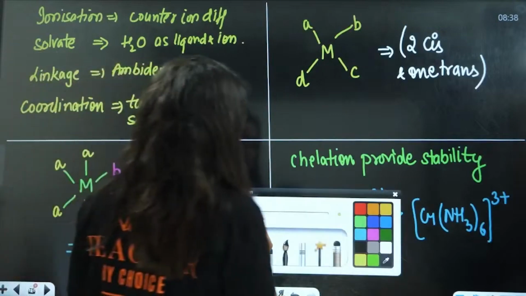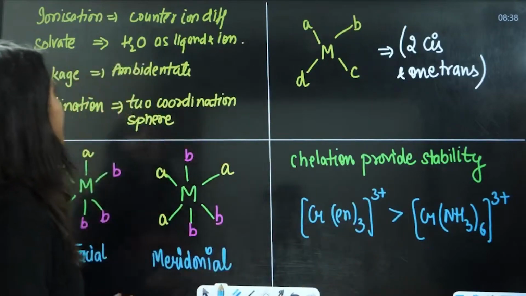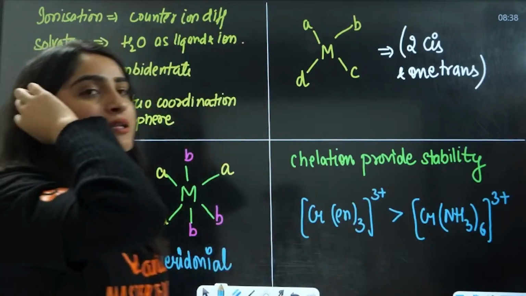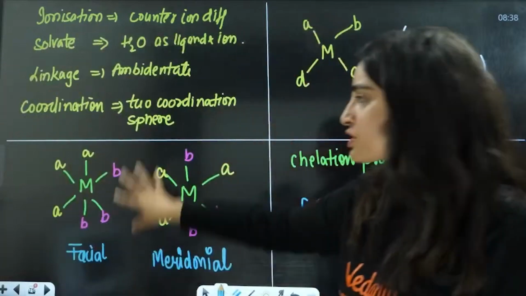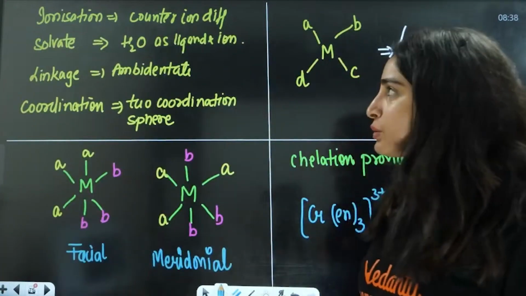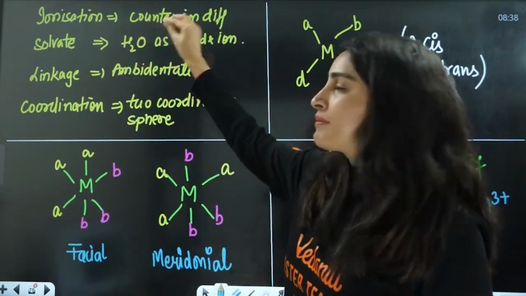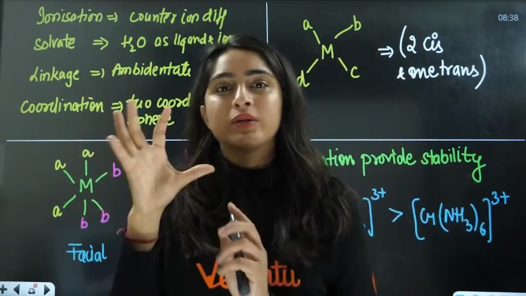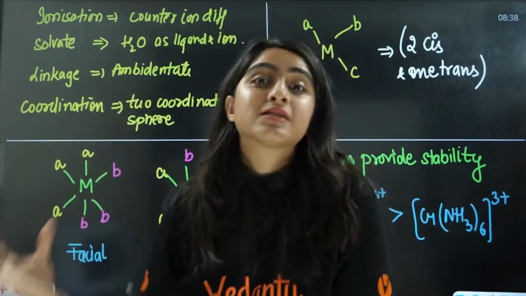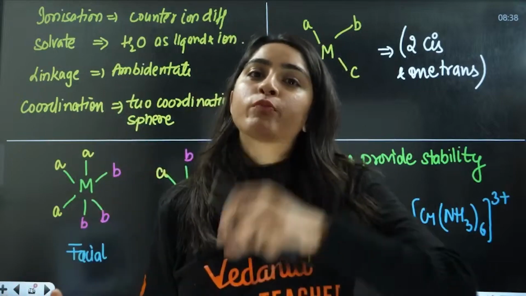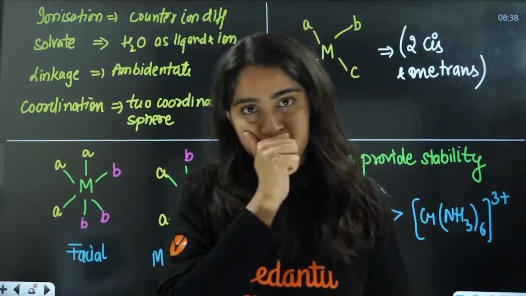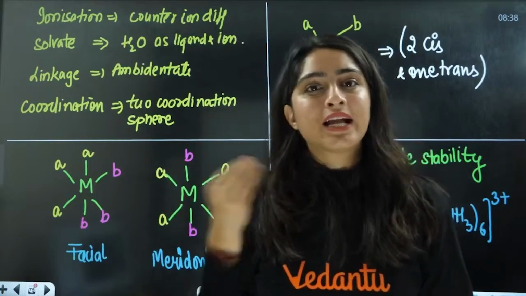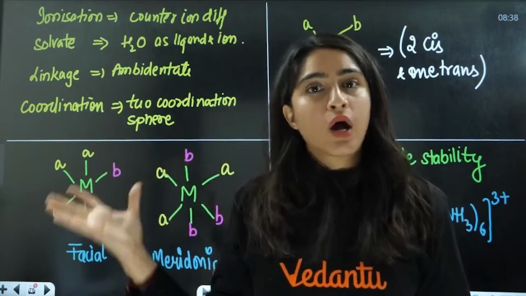Next, we have ionization isomerism. Look at this very carefully. Very simply, in ionization isomers the counter ion will be different. That means bromine will be inside the coordination sphere in one compound, and in the other compound bromine will be outside as a counter ion. So the counter ion behaves as a ligand in one and as a counter ion in the other.